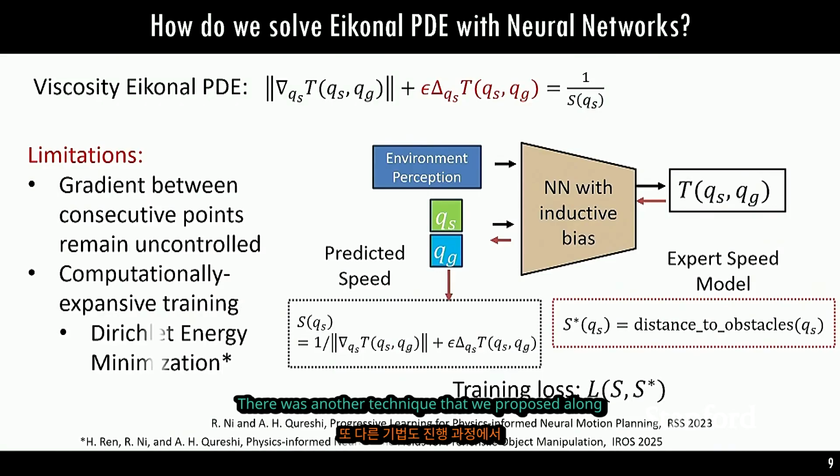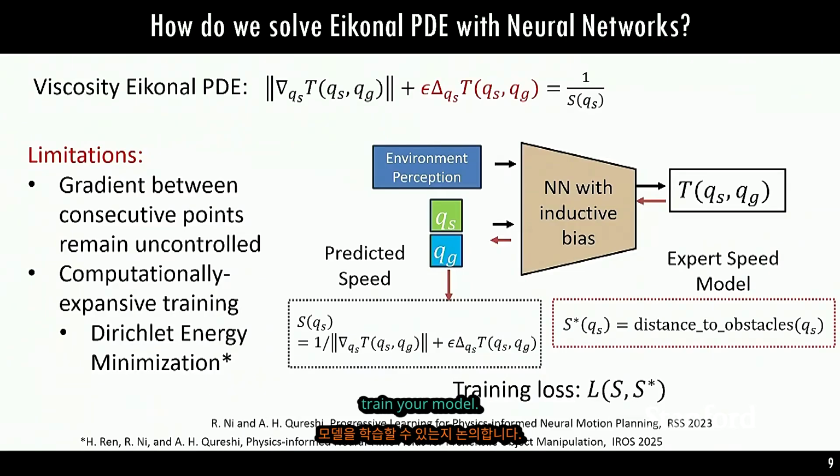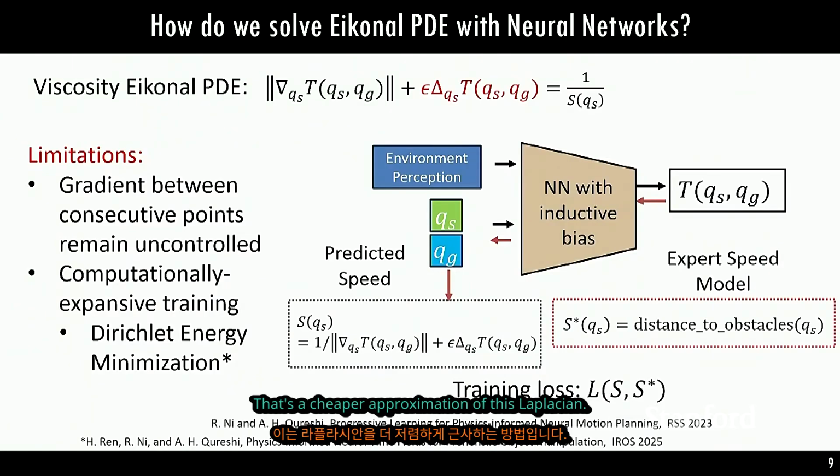There was another technique that we proposed along the way, that you can approximate this Laplacian with Dirichlet energy minimization. I won't go into the detail, but if you are interested, check out this paper. It's a recent IROS publication. It discusses how you can use Dirichlet energy minimization to approximate the Laplacian as you train your model. That's a cheaper approximation of this Laplacian. Still, it takes a lot of iterations to train because you are approximating this Laplacian over time. So at the beginning, your model will perform very badly.